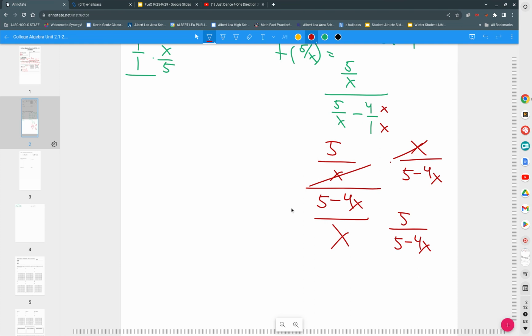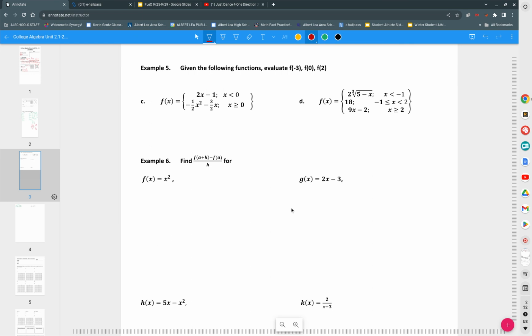Any questions there? Going once, twice, three times. Flip it over to the other side. We're going to take something that looks super complicated, and we're going to make it really easy.